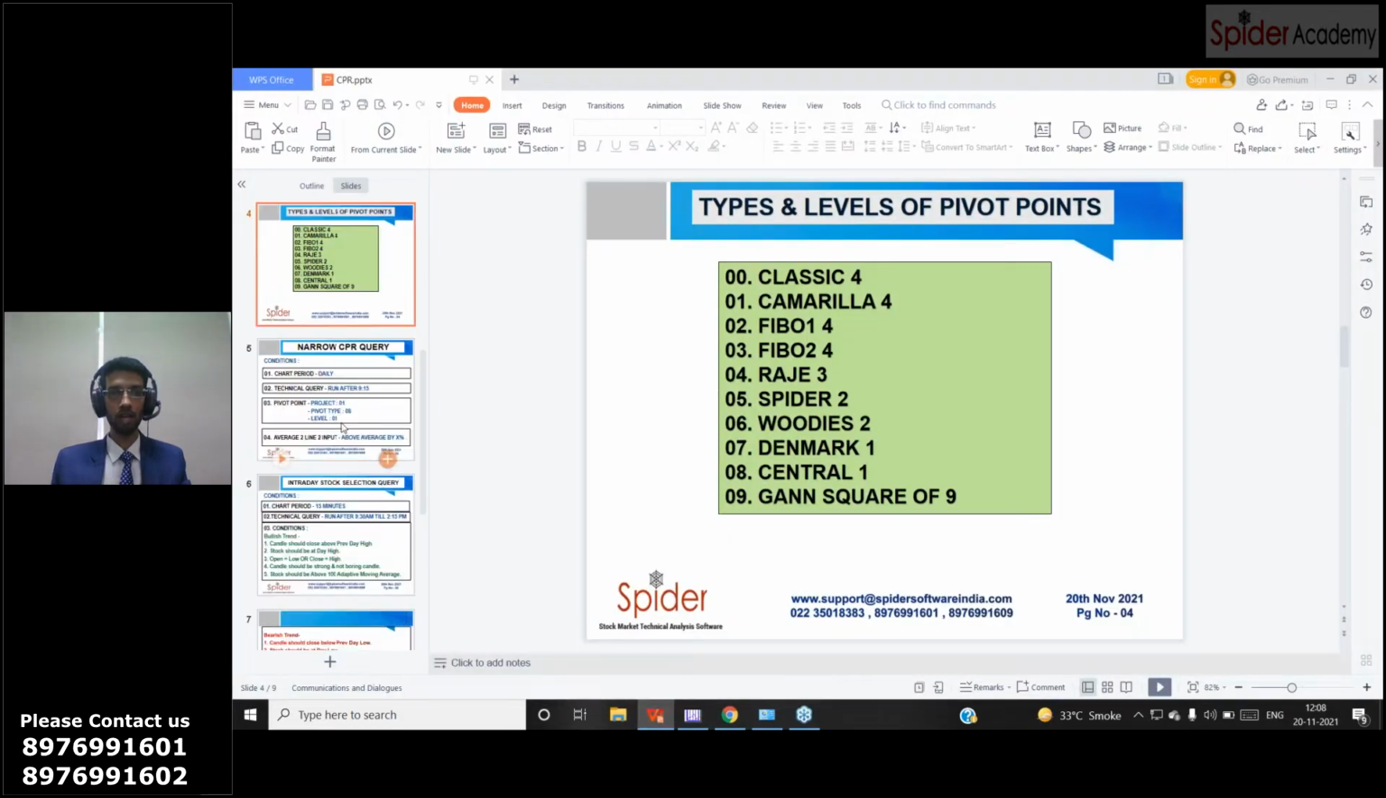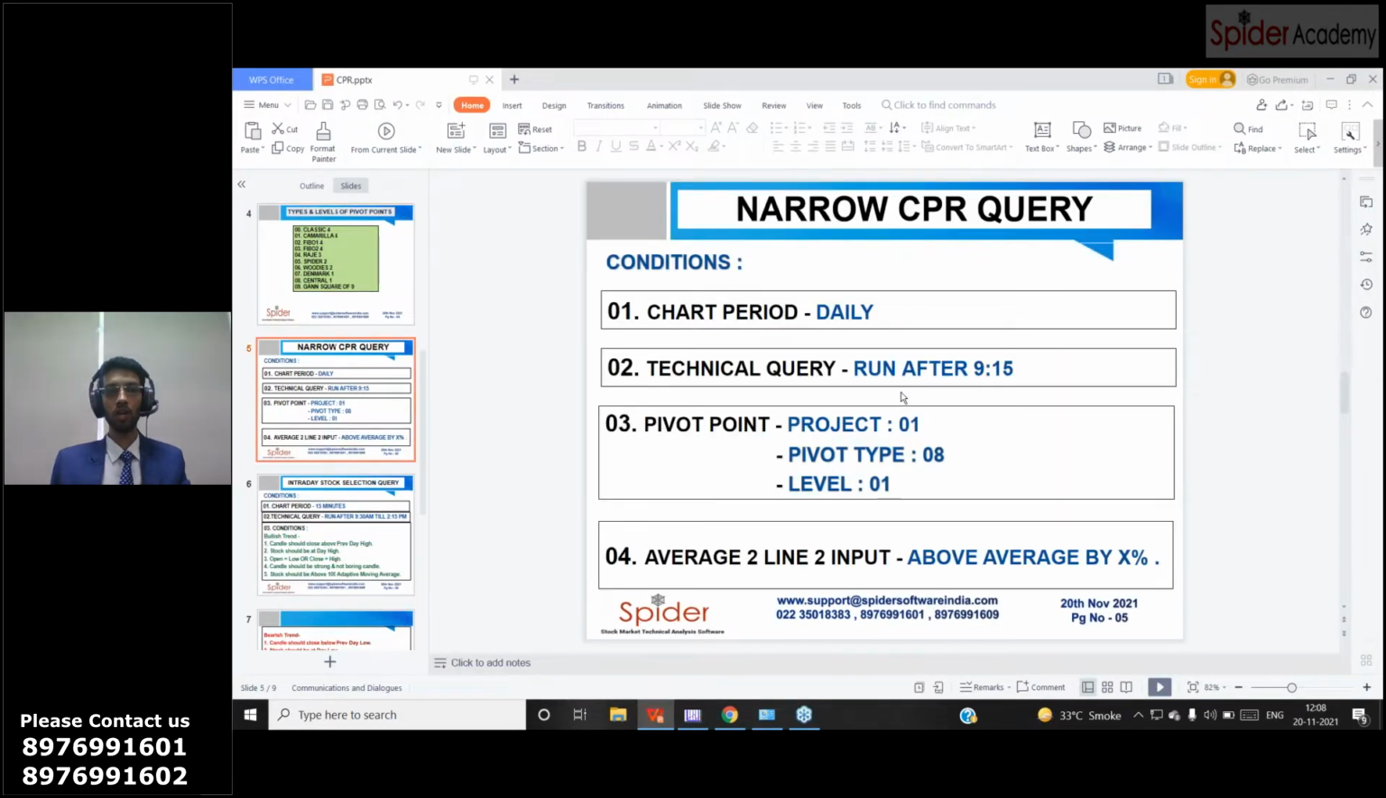First, for running this narrow CPR query, you have to add chart period as daily. We cannot use this on an intraday, because this narrow CPR is calculated only on the comparison of the previous day. So when we use the technical query, we have to use the period as daily. Second thing, this query we run only after 9:15.